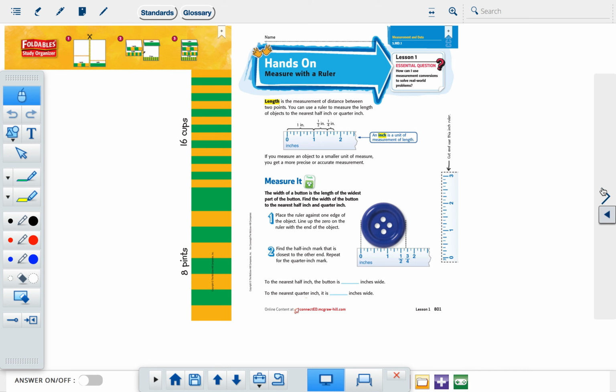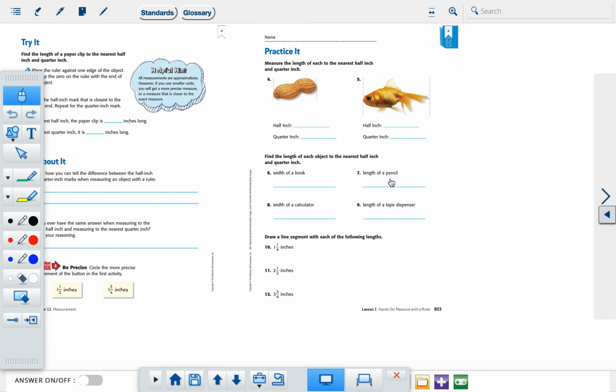Okay? So then you will go to this page with your piece of paper and you will measure the peanut. Measure the length of each to the nearest half inch and quarter inch. So this one would be, I'm just going to give you the answer, 1 1/2 inches long. It will also be 1 3/4 inches long. It's a little bit closer. So you'll have to use one of those little rulers to find your answers for numbers 4 and 5.